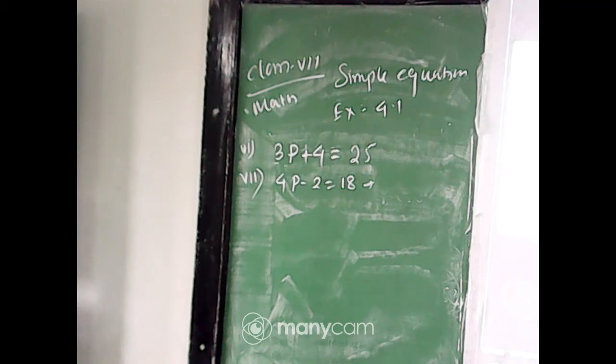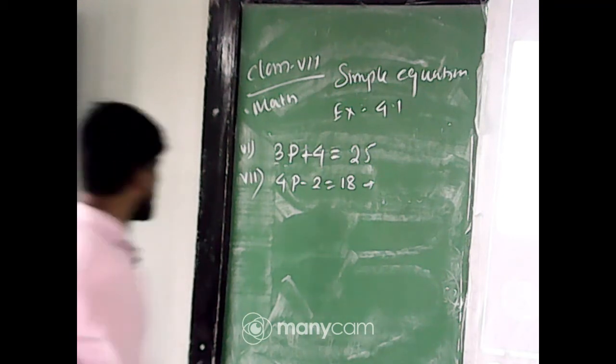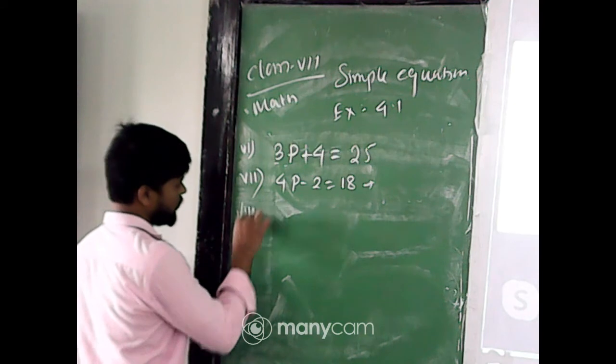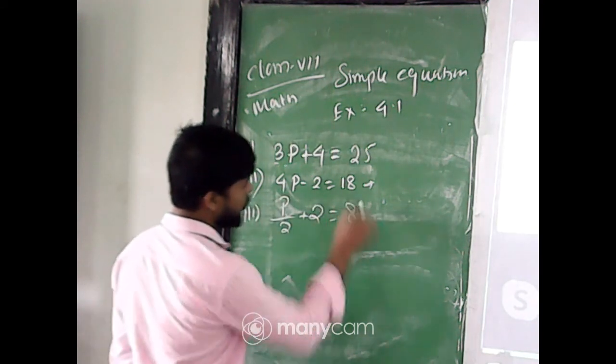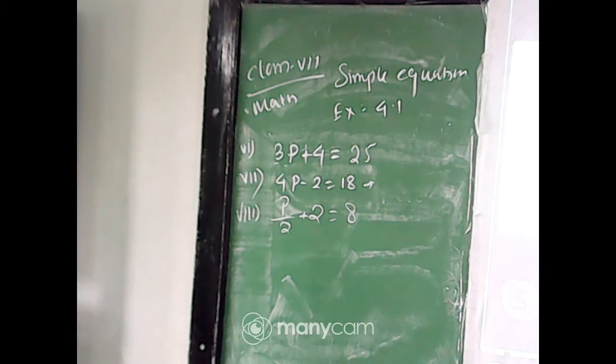Then last question. P by 2 plus 2 is equal to 8. P divided by 2 and add 2 is 8. Yes, I think correct. P divided by 2 and add 2 is 8.